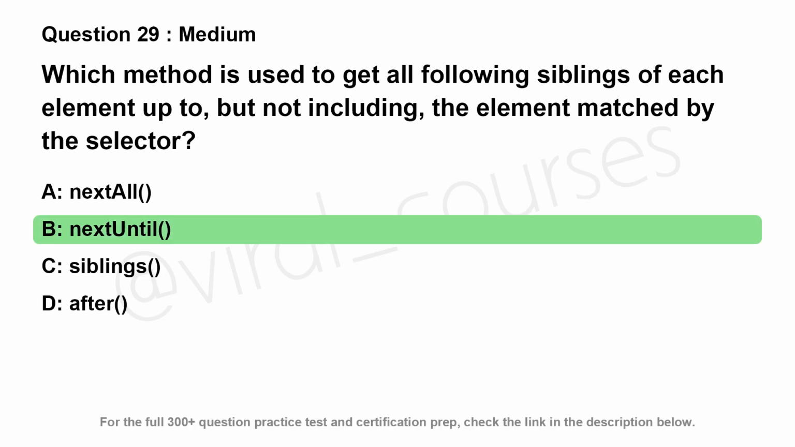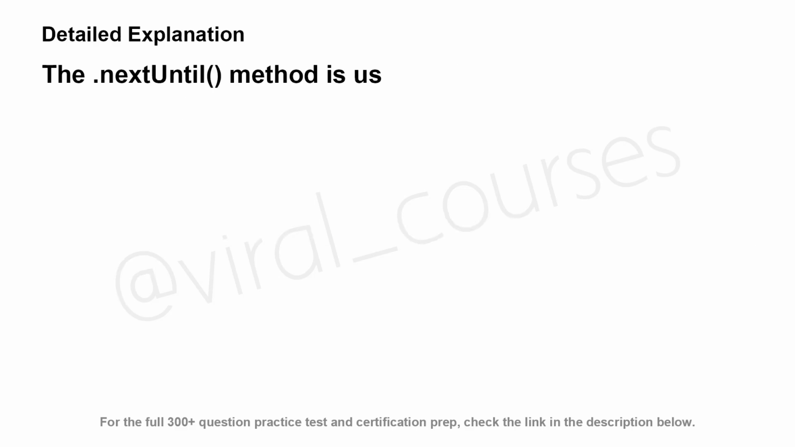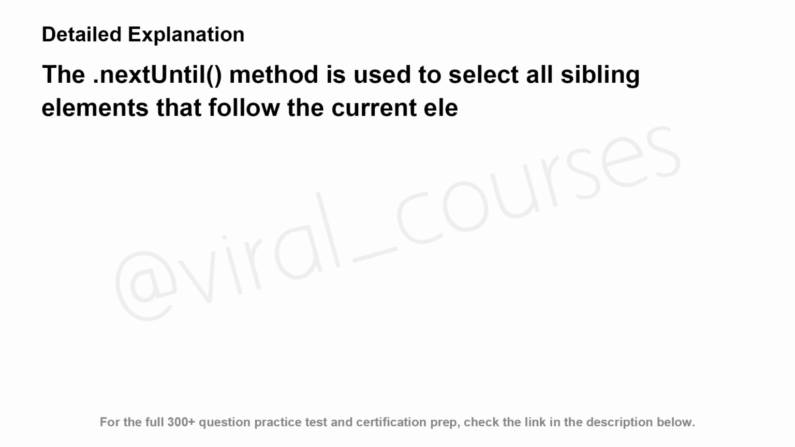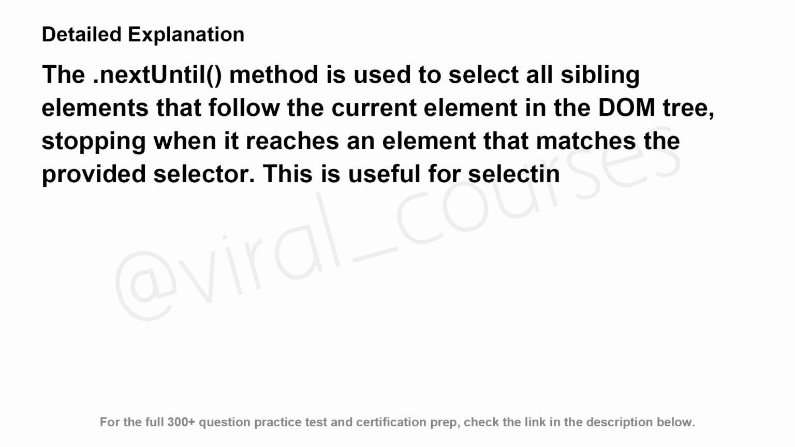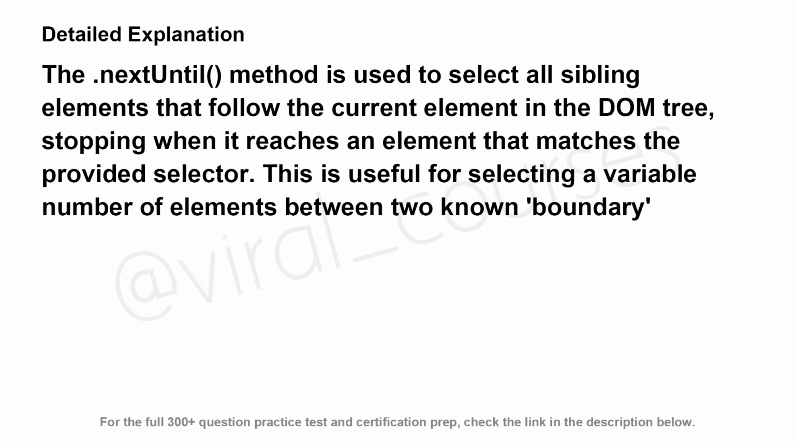The correct answer is B. The nextUntil method is used to select all sibling elements that follow the current element in the DOM tree, stopping when it reaches an element that matches the provided selector. This is useful for selecting a variable number of elements between two known boundary elements in a list or table.